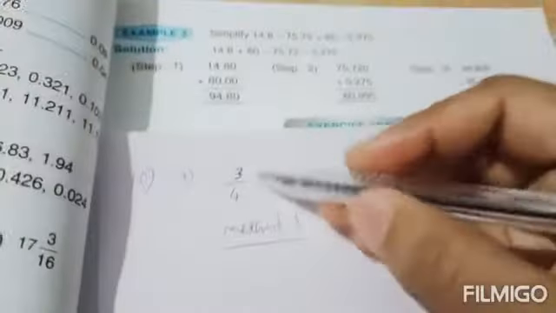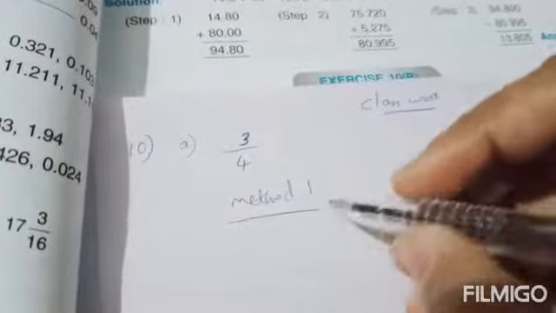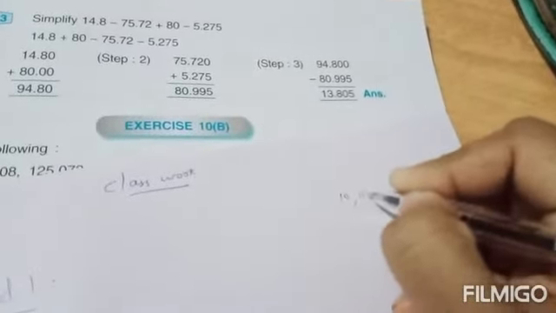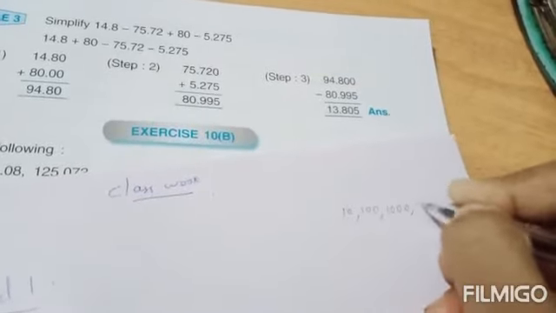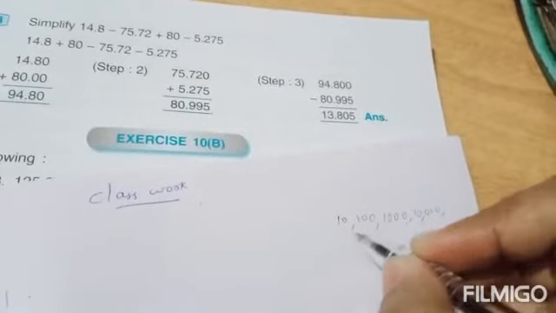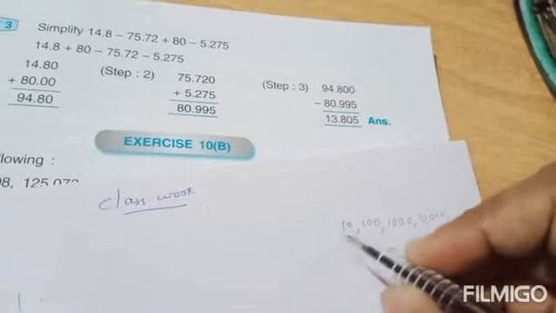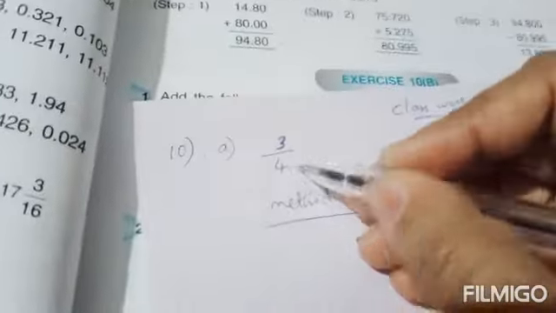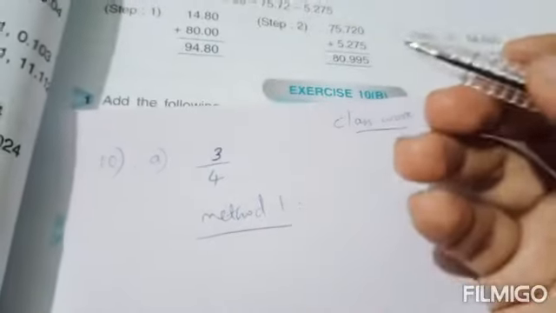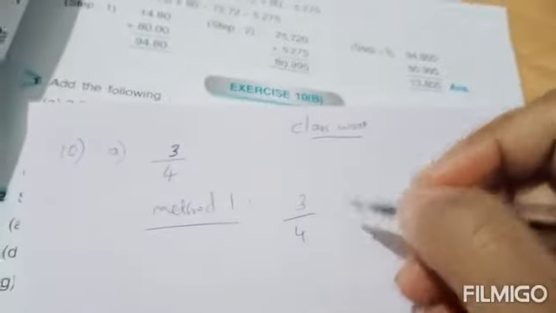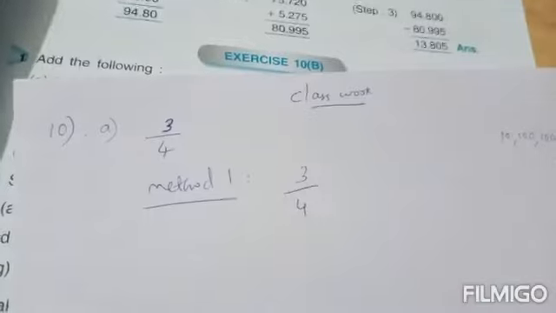So first, 3 by 4. There are two methods to do this. Method 1: make the denominator of the given fraction either 10 or 100 or 1000 or 10,000, etc. So 4 you can't make 10. First, 3 by 4, on multiplying by a number you will not get 10.